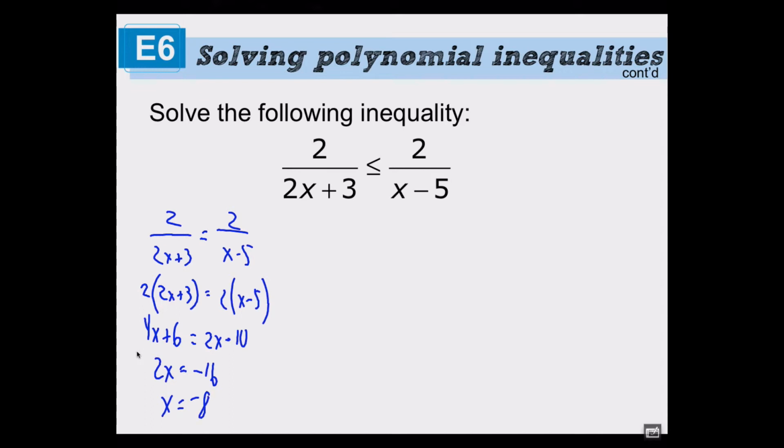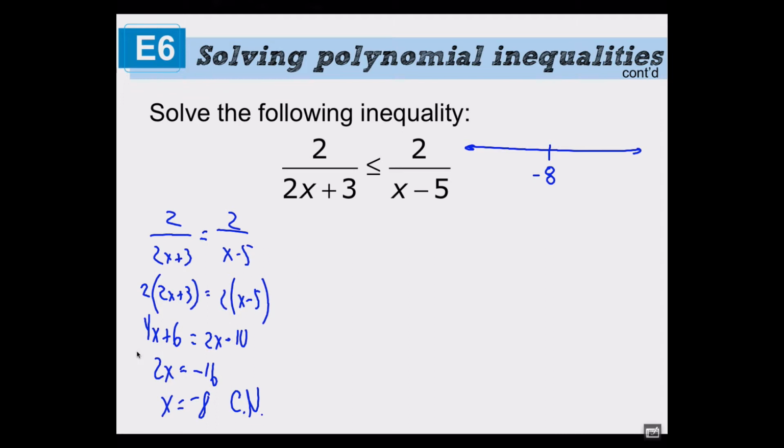Critical number. Now what? Draw a number line. I like that. -8. I like that even better. What number would you like to test over here?